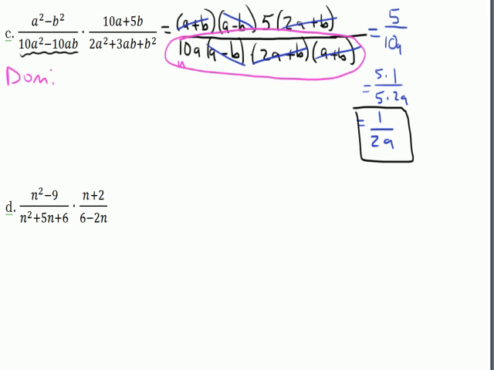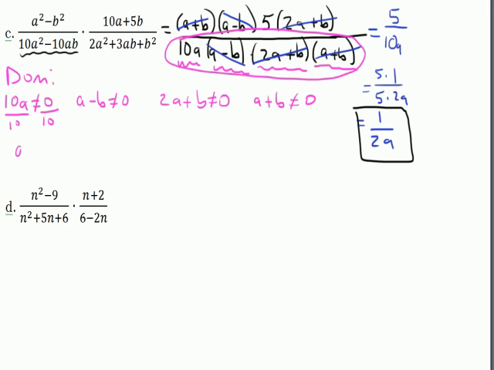Here I should see that I have 1, 2, 3, 4 terms to deal with. I'm going to look at where each of those is not equal to 0. 10a can't be 0, a minus b can't be 0, 2a plus b can't be 0, and a plus b cannot be 0. Alright, so 10a is not equal to 0. Well, getting the a by itself by dividing both sides by 10, I should see that a cannot equal 0.